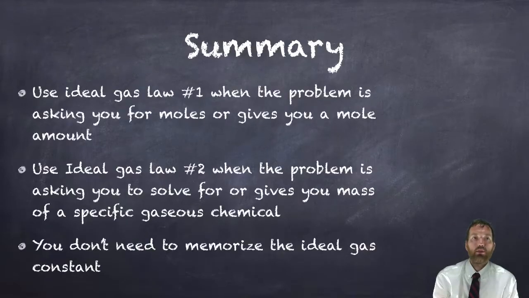So in summary here, use ideal gas law number 1 when the problem is asking you for moles or gives you a mole amount. Use ideal gas law number 2 when the problem is asking you to solve for or gives you mass of a specific gaseous chemical. You don't need to memorize the ideal gas constant because that will always be given to you. And that's how you do ideal gas law problems.